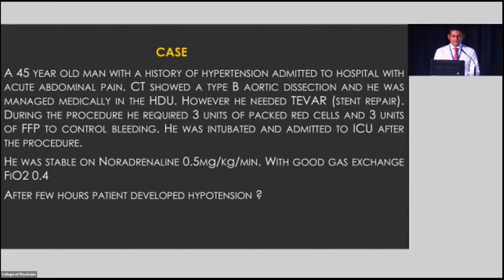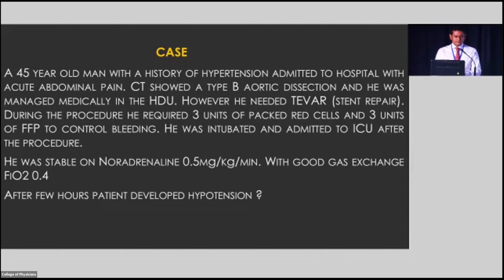However, he needed a TEVAR, which is a stent repair, and during the procedure, he required 3 units of packed red cells and 3 units of FFP to control bleeding. He was intubated and admitted to the ICU after the procedure, and he was stable on noradrenaline at 0.5 mics per kg per minute with good gas exchange with 40% of oxygen. After a few hours, the patient developed hypotension.